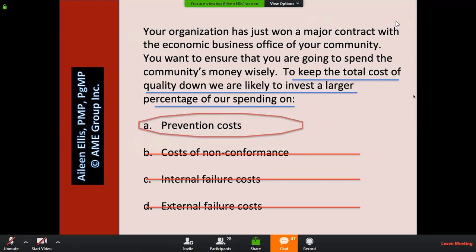So this question is coming out of the plan quality area of the PMBOK guide, where we talk about the cost of quality. Though this question is not a direct quote. So if you read that area trying to find this exact idea, it's not there.